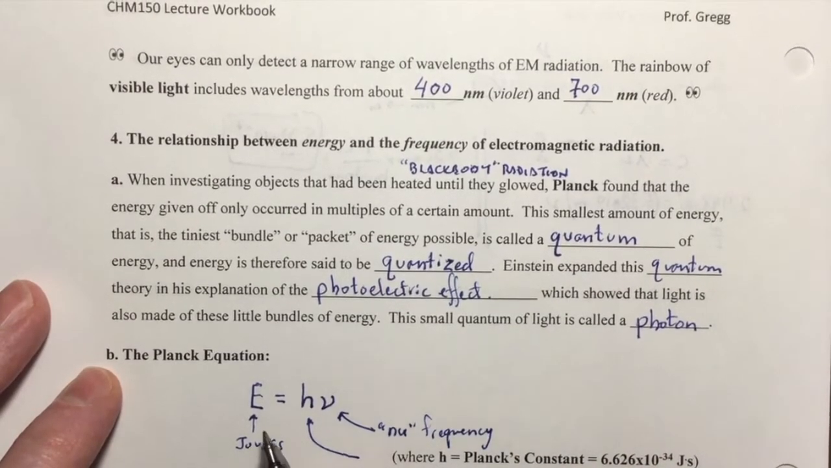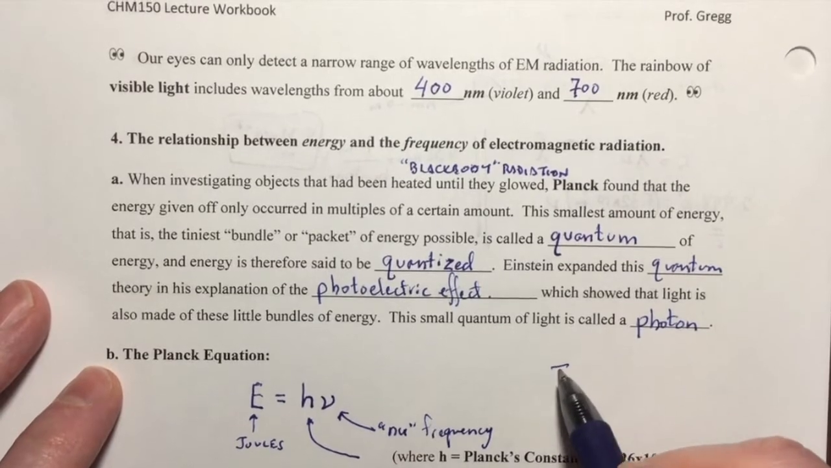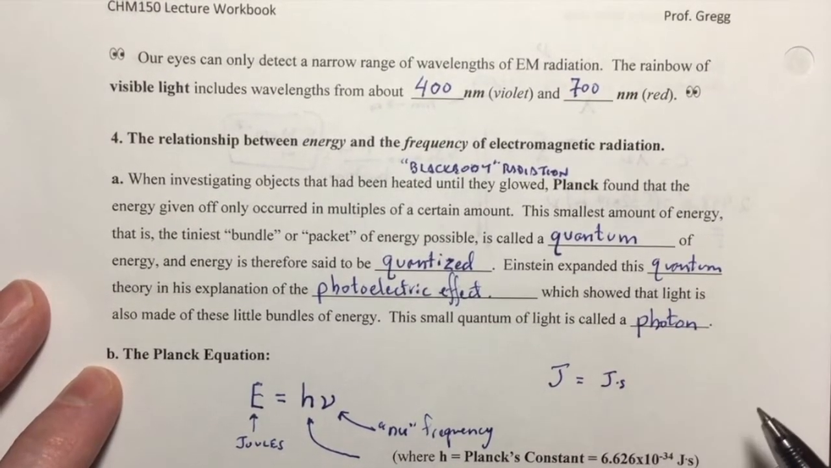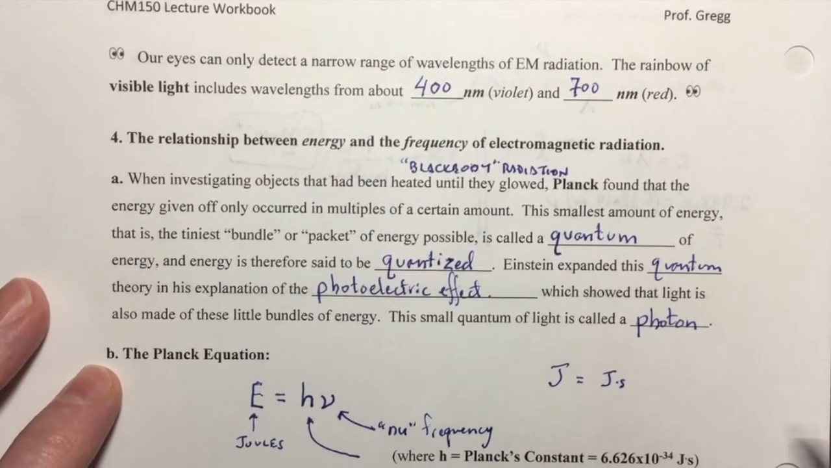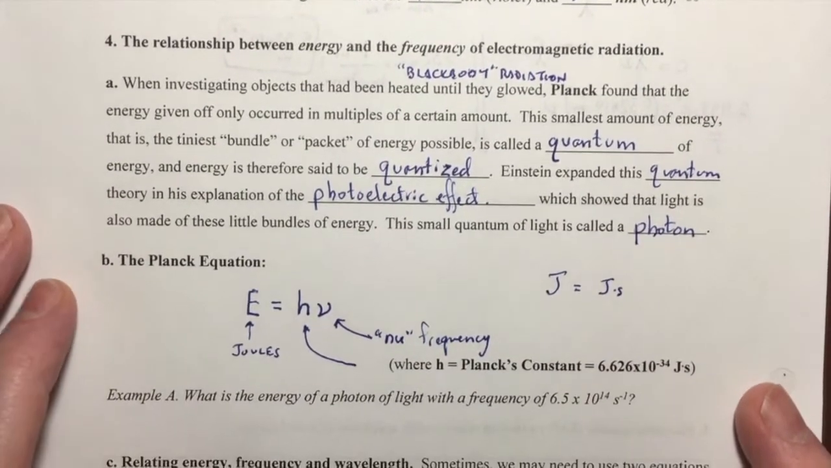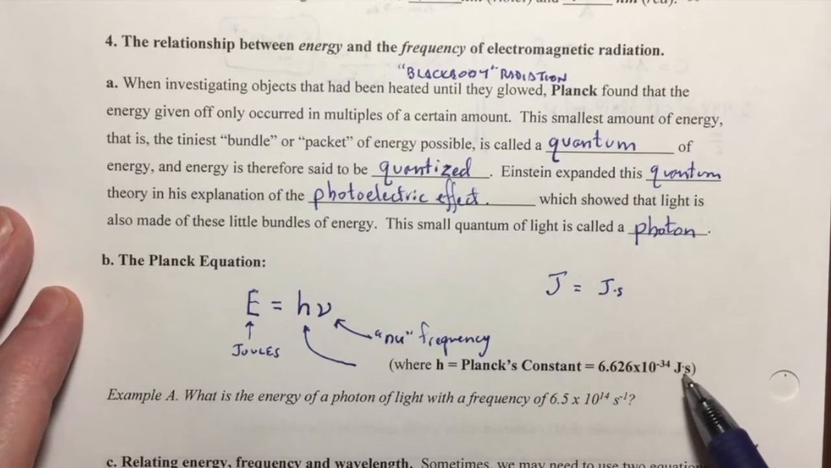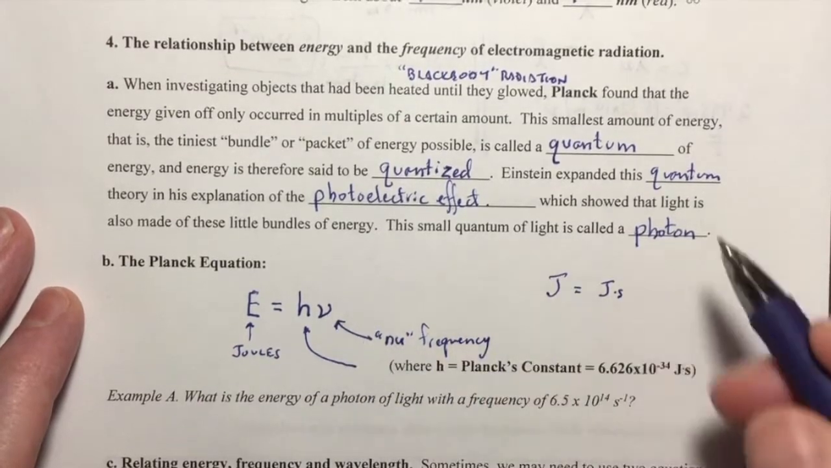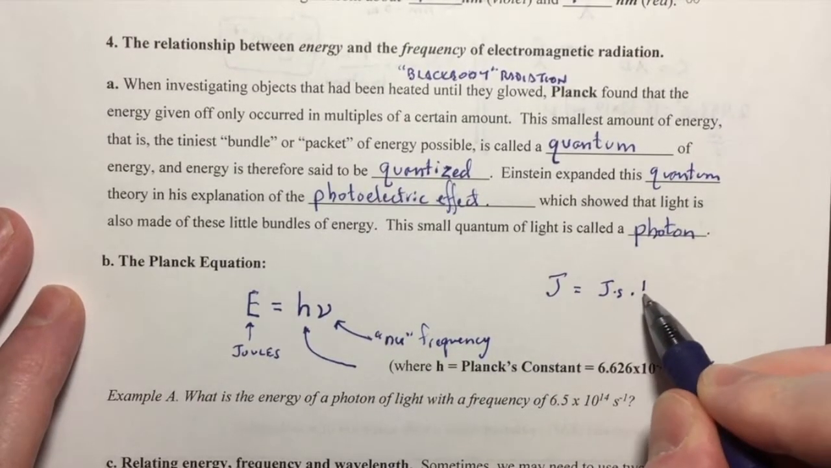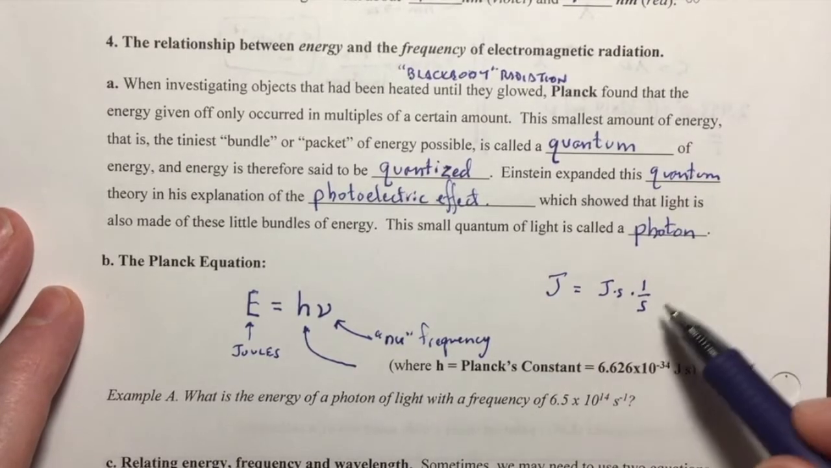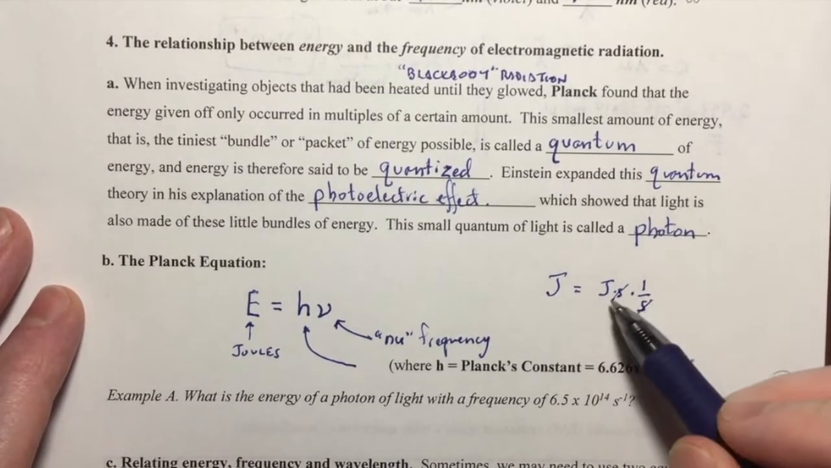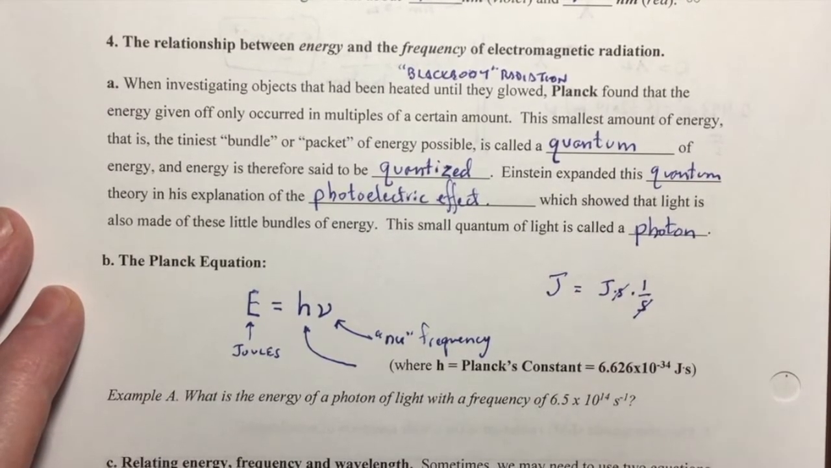So let's notice the units of measurement here. Energy is in joules. Planck's constant is in joule seconds, not joules per second, but notice that joule seconds means that joules and seconds are both in the numerator. Joule seconds. And then times frequency, which is inverse seconds, or 1 over seconds. So you can see how these seconds will cancel out, leaving us joules for the energy.